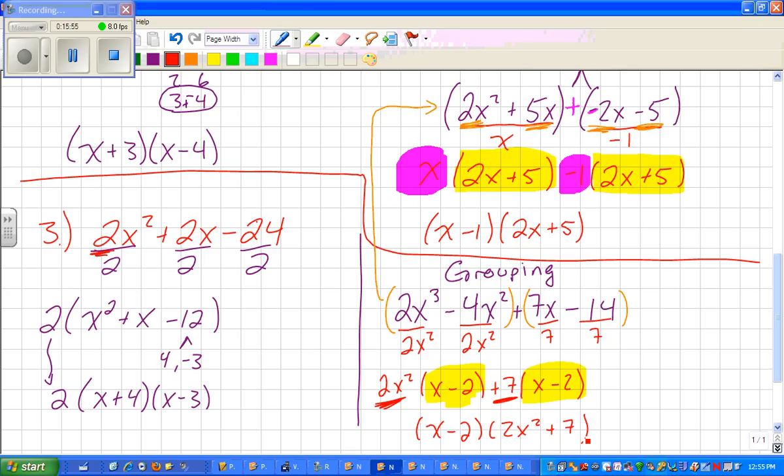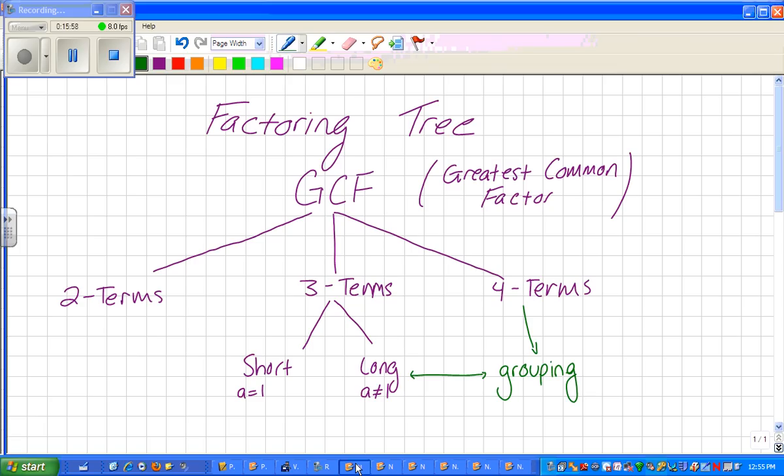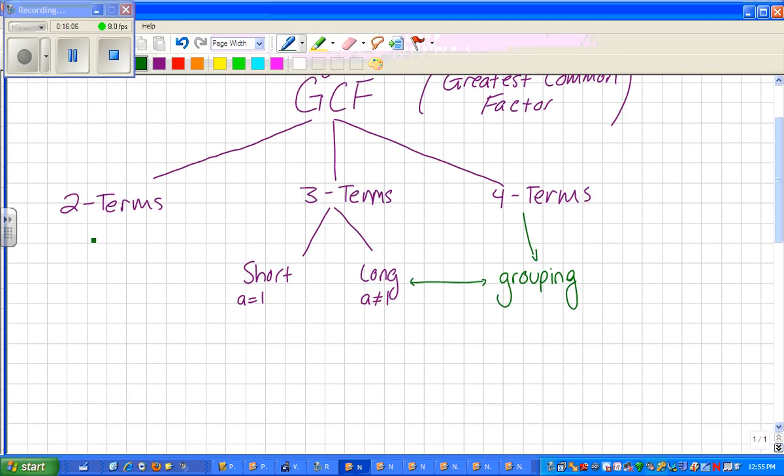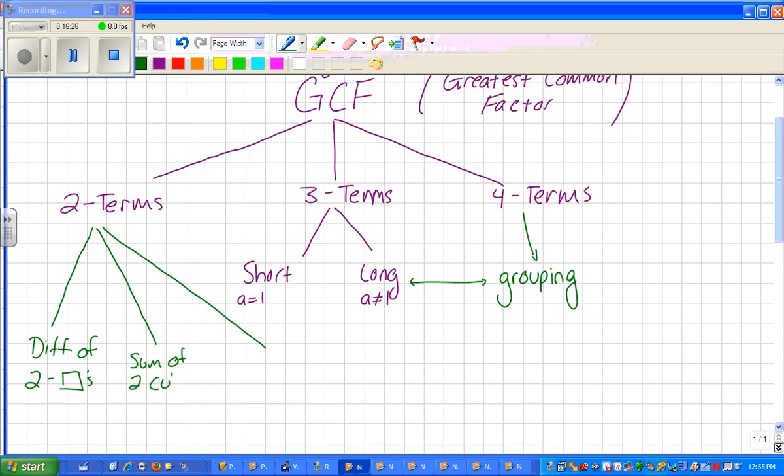All right, that's grouping. Now the rest of the day is going to be spent on these 2 terms over here. Now one of them should seem very familiar. That's called the difference of 2 squares. And then today what we're also going to learn is 2 new ones. We're going to learn the sum of 2 cubes and the difference of 2 cubes. If you wanted to, you can draw a nice little cube in there.